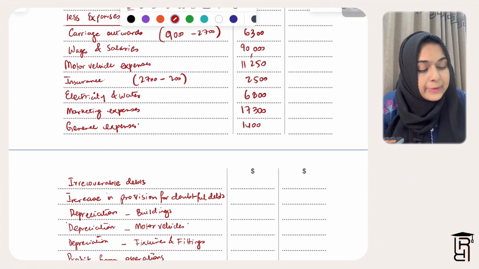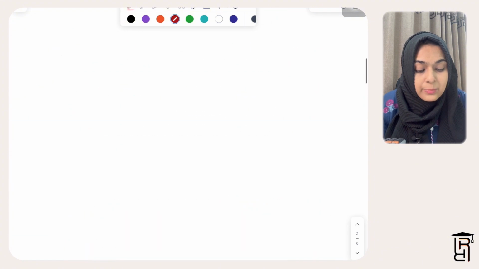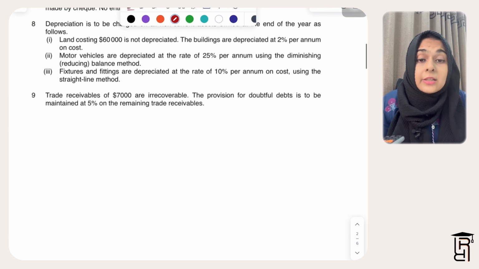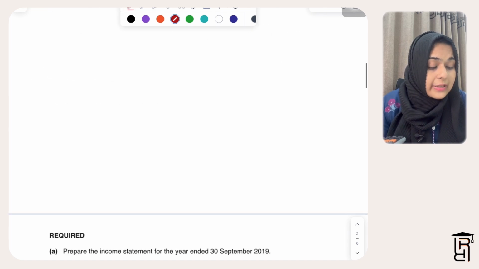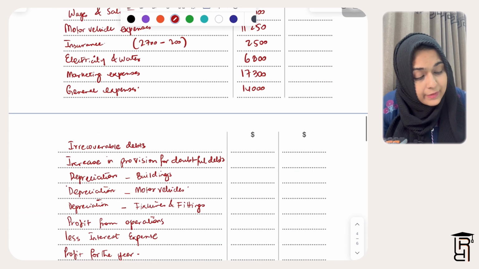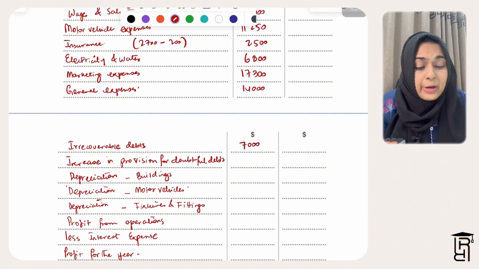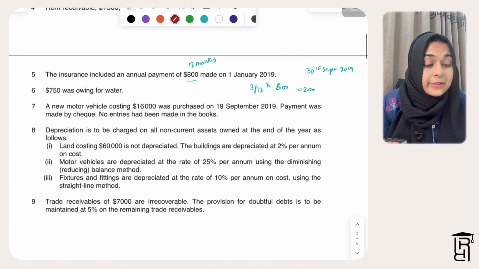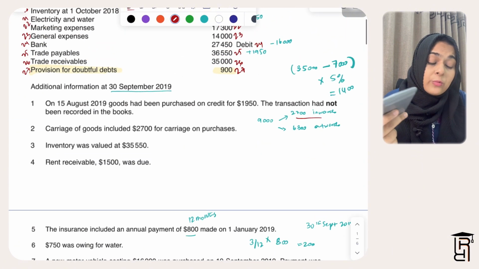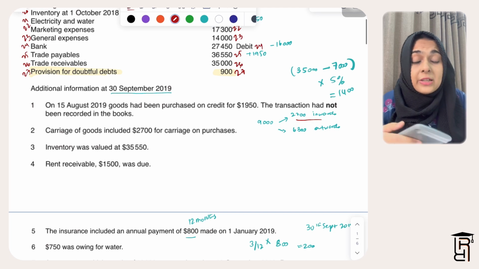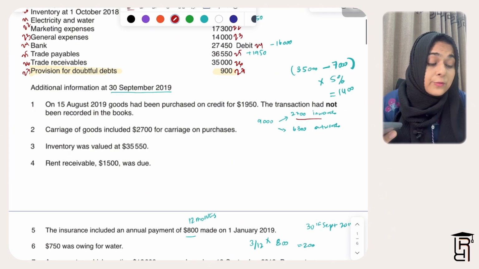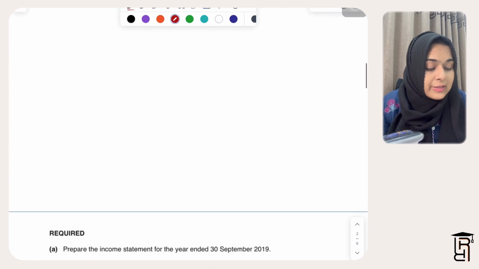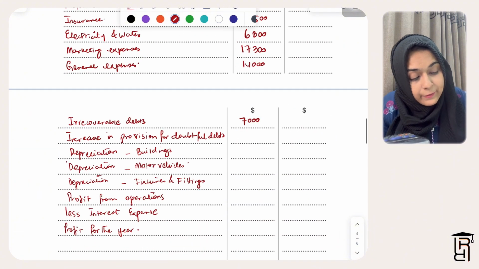Then we have irrecoverable debts. Irrecoverable debts was part of the 9th point here in the additional information, which said it was 7,000. So I'll write here 7,000. And part of the 9th point, again, I calculated the provision for doubtful debts, and it was 1,400. The older provision for doubtful debts was 900. The new provision for doubtful debts was 1,400. So there is an increase of 500. So I'll write here 500.